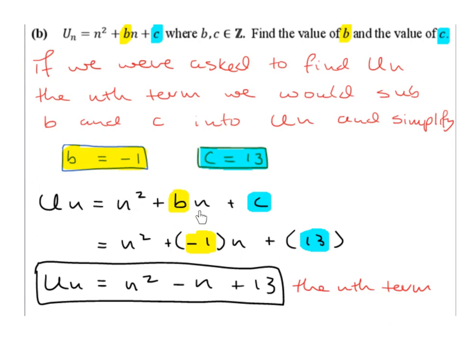Un equals n squared plus bn plus c. We swap the b for -1 with brackets around it. We swap the c for 13 with brackets around it, because b is -1 and c is 13. And then we simplify. So we bring down the n squared. -1 multiplied by n is -n, or -1n. And then we bring down the plus 13. So this is the actual nth term now of our pattern. And we can use this to find any term in the sequence. So Un is equal to n squared minus n plus 13. And if we were to draw this out, because there's a squared, it would be U-shaped.